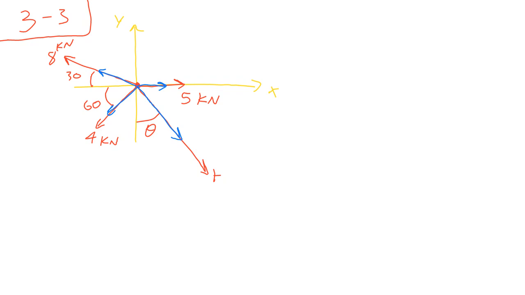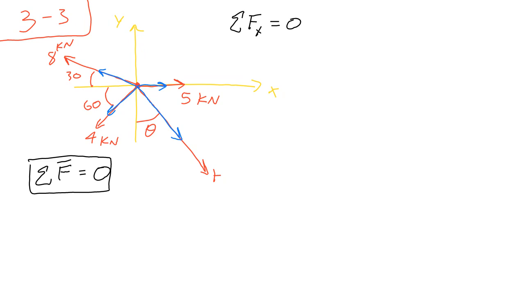Start by writing the sum of the forces in the x direction has to be equal to 0. Overall, this is the condition of equilibrium: the sum of the forces has to be equal to 0. Since that's a vector equation, it breaks into two equations, one for x and one for y. The sum of the forces in the y has to be equal to 0. We've seen that before.